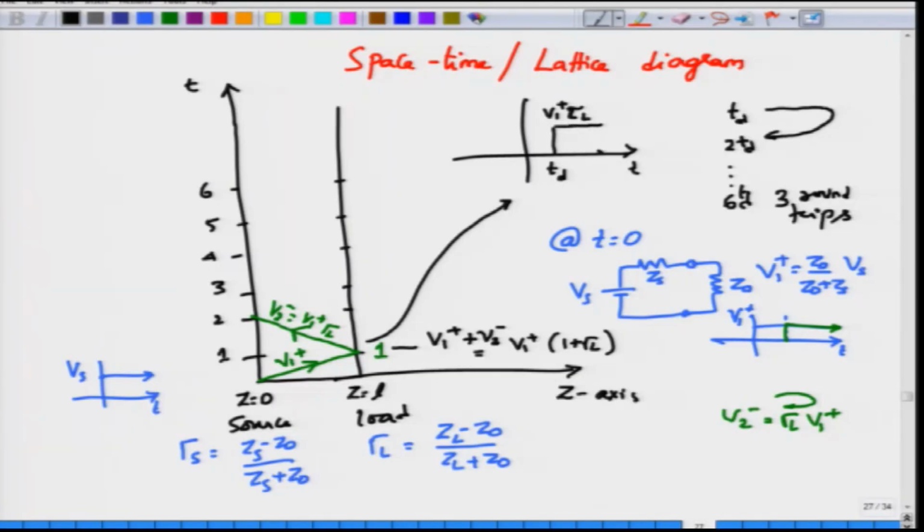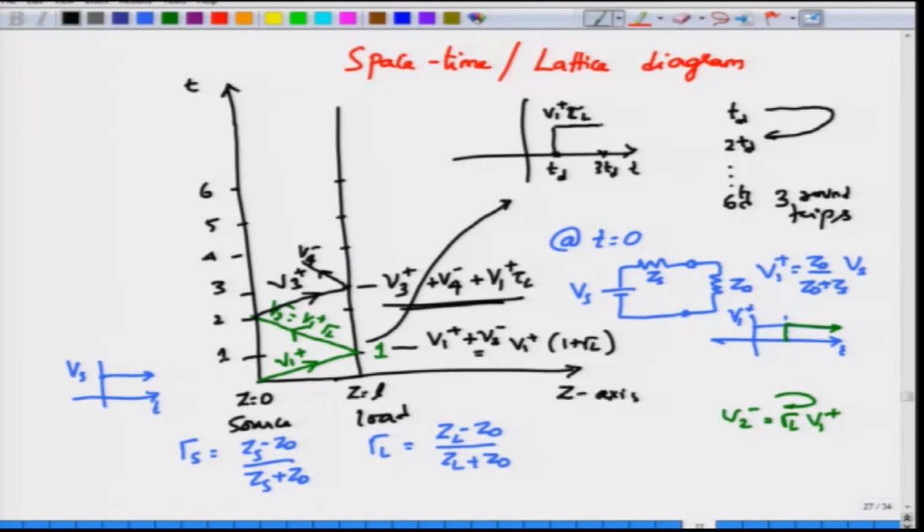Until the time 3 Td, nothing really happens on the load. Why? Because there is no voltage coming back. The partial voltage will come back at 3 Td, because V2 minus, which has now reached the source, will be reflected off and forms V3 plus, which will then be launched at t equal to 2 Td and goes all the way towards the load, where it would be reflected off to give you V4 minus. Therefore, at 3 Td, the voltage will jump from V1 plus tau L to V3 plus V4 minus plus whatever the earlier voltage was, that is V1 plus tau L. So, this would be the total voltage.